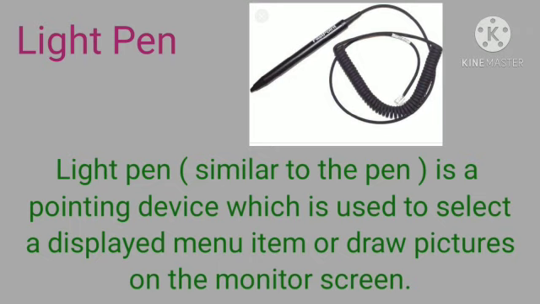It consists of a photocell and an optical system placed in a small tube. When its tip is moved over the monitor screen and the pen button is pressed, its photocell sensing element detects the screen location and sends the corresponding signals to the CPU. Light pens are easy to use.